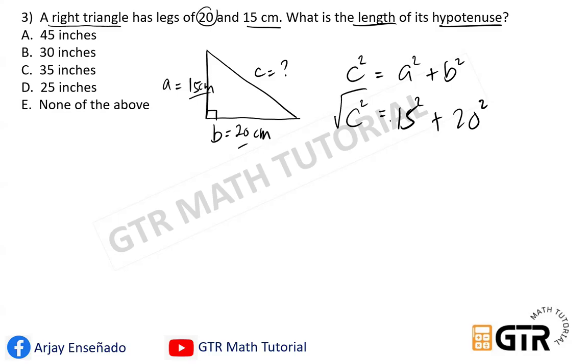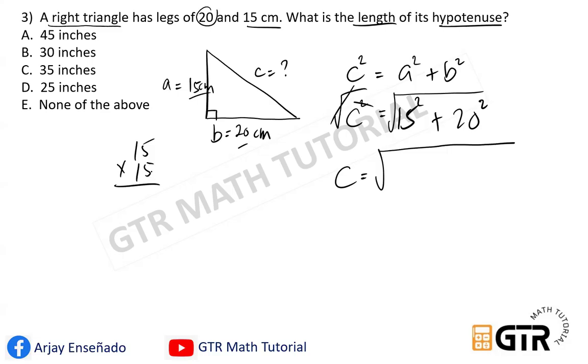So get the square root of both sides. We can cancel the radical and the square. Therefore, the value of c is equal to the square root of 15 squared. So we have 15 times 15. Just distribute: 5 times 5 is 25. 5 times 1 is 5, plus 2, we have 7. 1 times 15 is 15. Then add, bring down 5. 7 plus 5 is 12, carry 1.